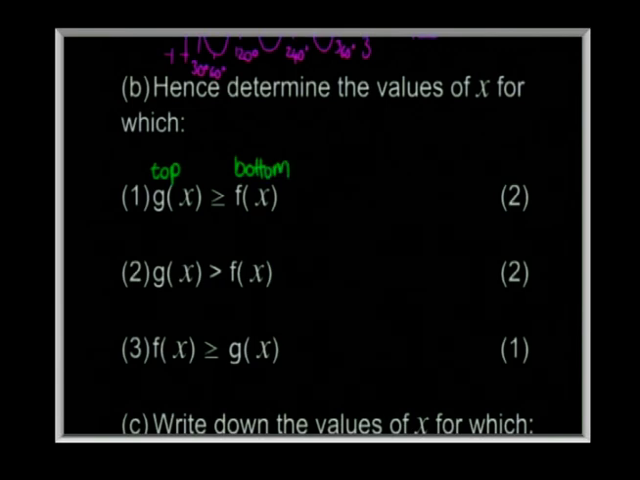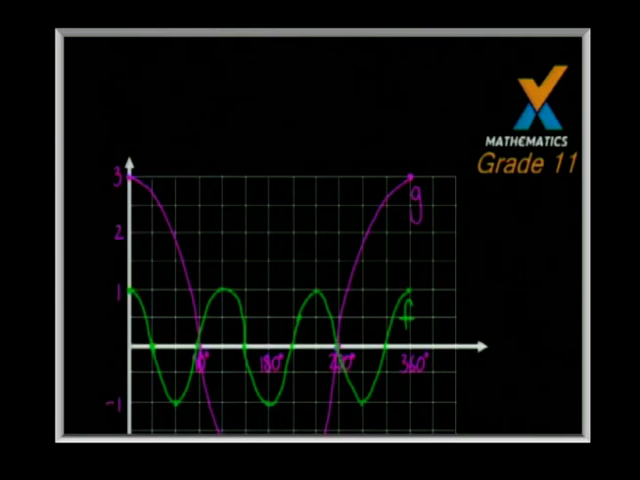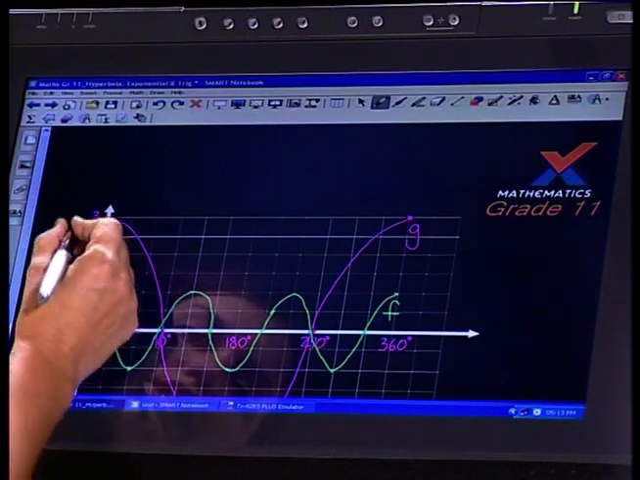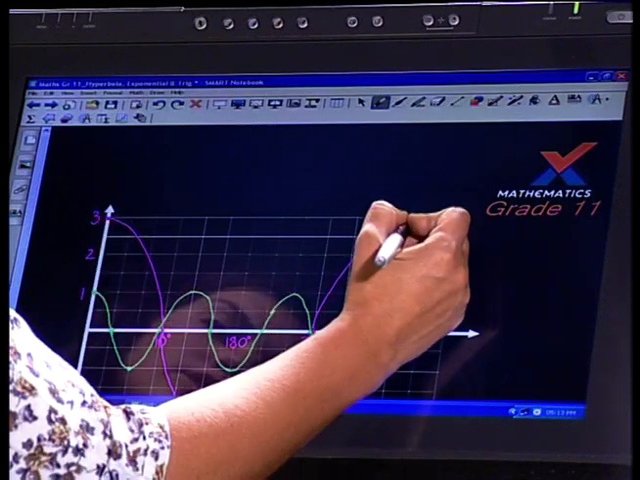Let's take a look at our graph. So g of x must be on the top, and g of x is our pink one. Now we can see that the pink is on top of the green before 90 and then after 270. Because this function has only been drawn from 0 to 360, we're not actually concerned about what's happening on either side of that. We only want to know the answer from 0 to 360. So we're going to say that this happens before 90 degrees and after 270.